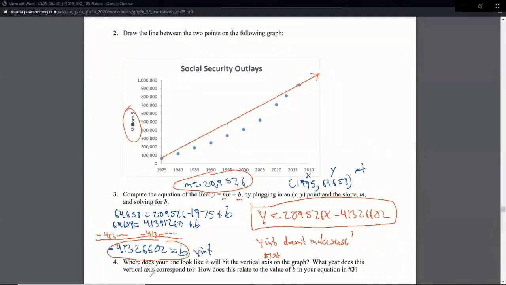What year does this vertical axis correspond to? Again, while not a true y-axis, it represents the year 1975. I'm just skipping writing sentences. How does this relate to the value of b in your equation? Well, it doesn't. It's not b. It's not the y-intercept because the y-intercept is supposed to represent year 0, whereas this represents the year 1975.